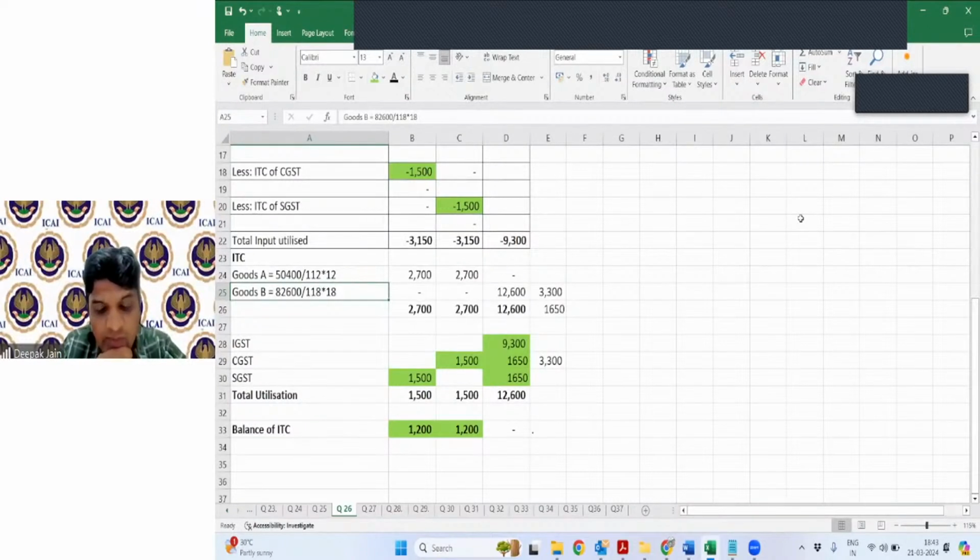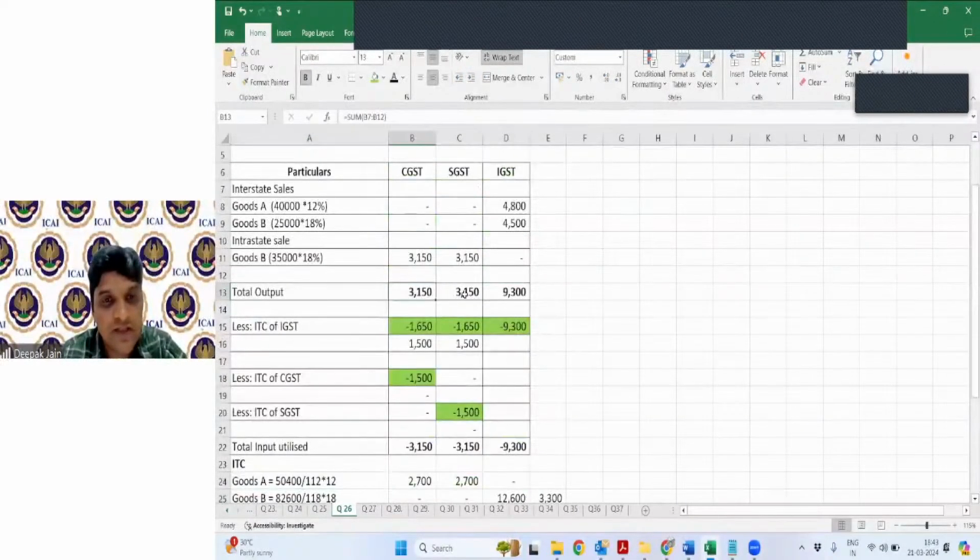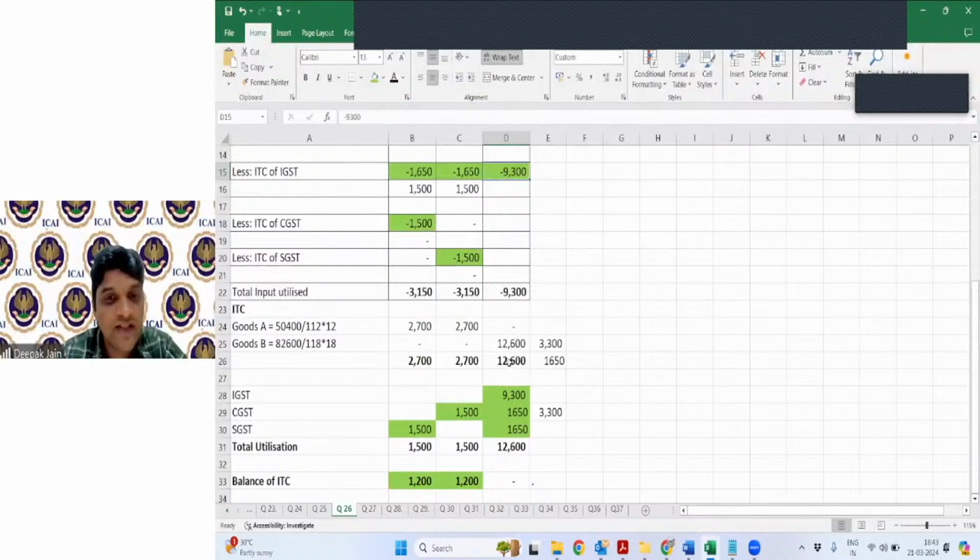Once again, can you explain utilization of ITC? It's very clear here, Neha, but okay. Just for reference, your liability is this much. Now, the IGST liability you have to first utilize, right? So the liability of 9,300 you will utilize from the credit of IGST. From 12,600 you will utilize 9,300. The balance is 3,300, right?